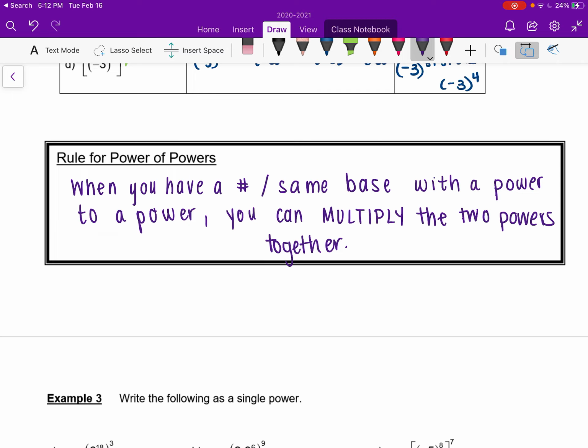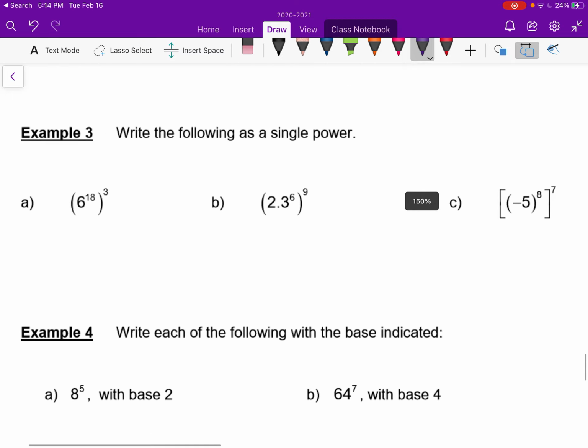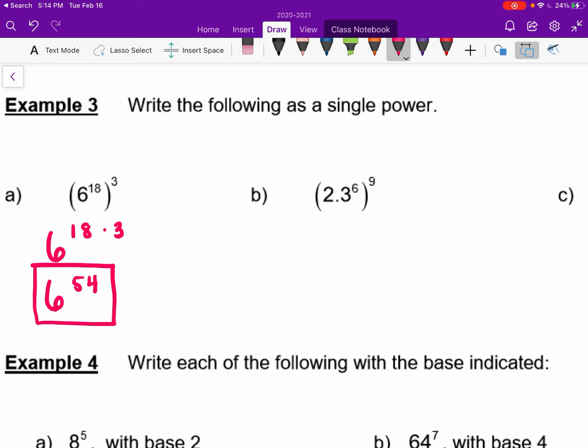Remember, when you're multiplying powers, you can only add them together. So let's write these as a single power. We have 6 to the power of 18, all to the power of 3. So I'm going to say it's a power to a power, so I'm going to do 18 times 3. It's 18 times 3 because it would have been 18 plus 18 plus 18, which is going to give me 6 to the power of 54. And don't bother evaluating this because I want it as a single power.